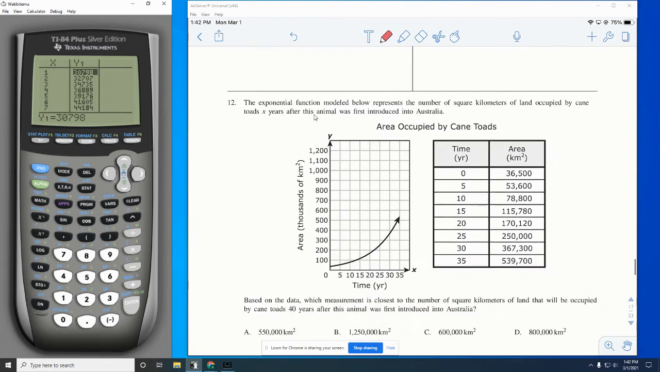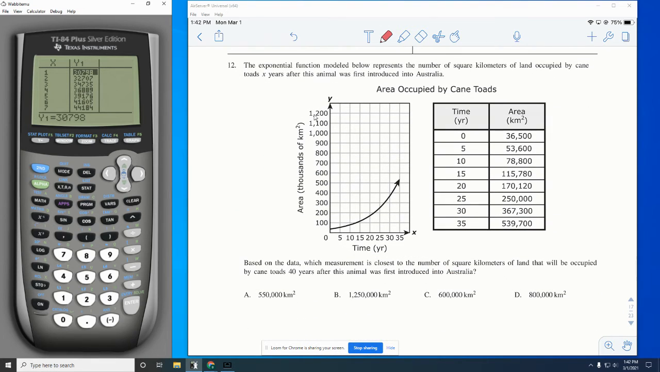We're also going to look at number 12, another exponential. So the exponential function modeled below represents the number of square kilometers of land occupied by cane toads X years after this animal was first introduced to Australia. Based on the data, which measurement is closest to the number of square kilometers of land that will be occupied by cane toads in 40 years after this animal was introduced?